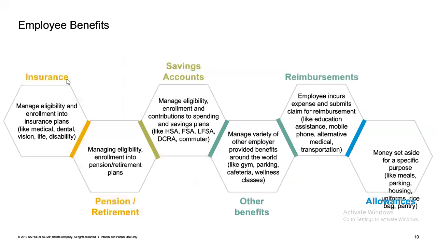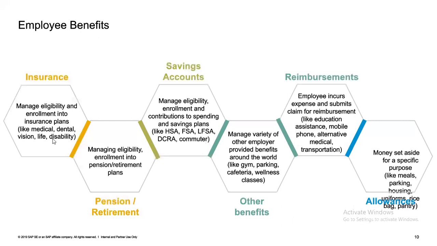These are the benefits. In benefits, we have insurance, pension and retirement, savings and accounts, other benefits, and reimbursement and allowances. This totally depends on these five categories. Six is the other benefits, like the gym and parking. We use these very rarely, but the five we use from the standard SAP recommendations. So these five are very important for every employee benefit implementation.